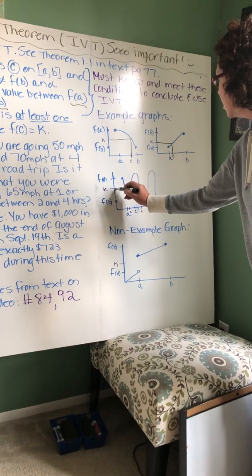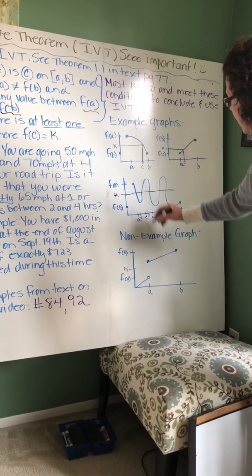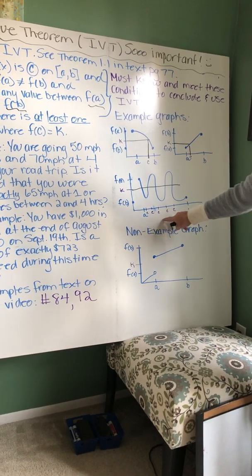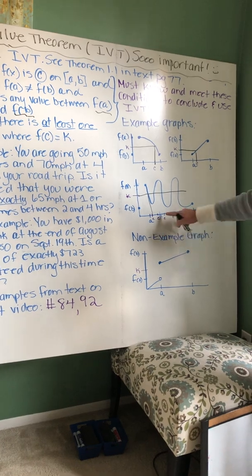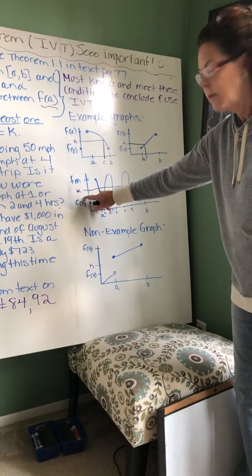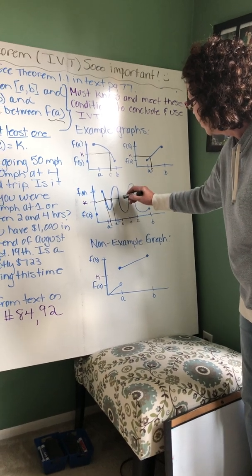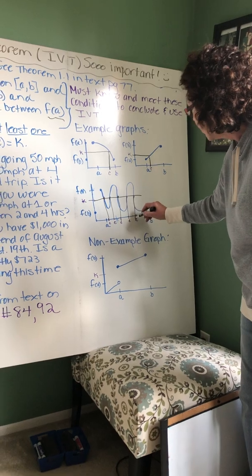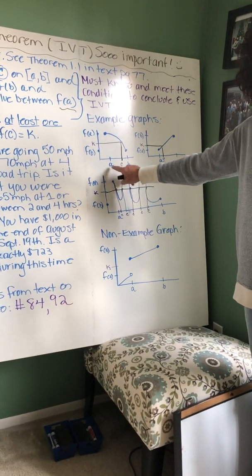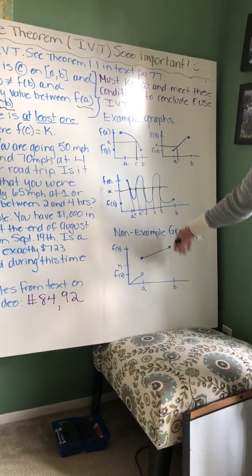Let's take a look. Here's our k, let's go across. It is guaranteed at least once, but it could be a lot more times, that there is a c between a and b that makes the value of the function equal k. Look at it, it happens here, it happens here, it happens here, and here, and here. It is guaranteed there's a c between a and b at least once. It can happen many times, okay?